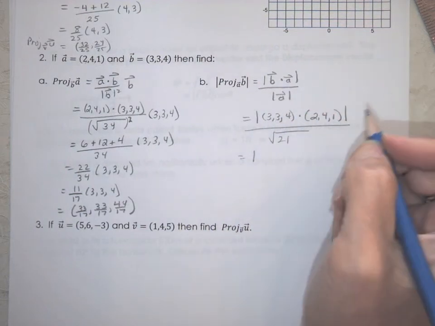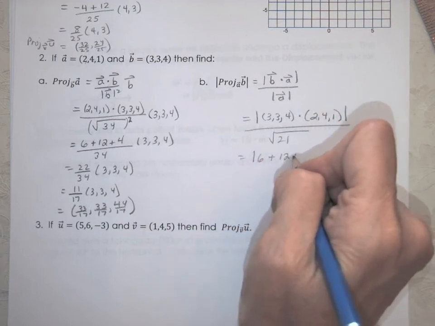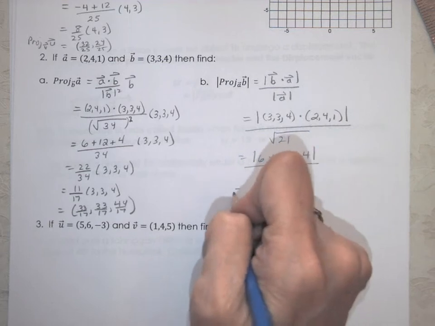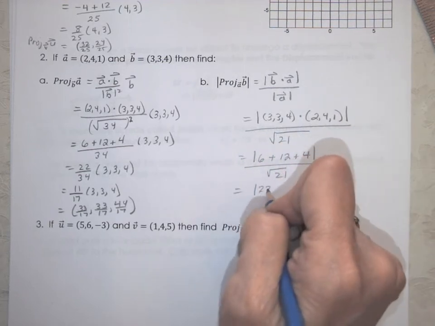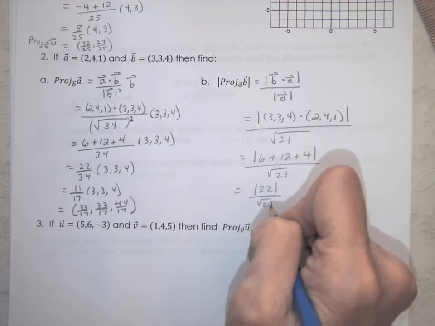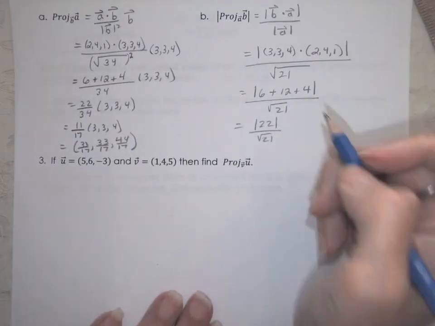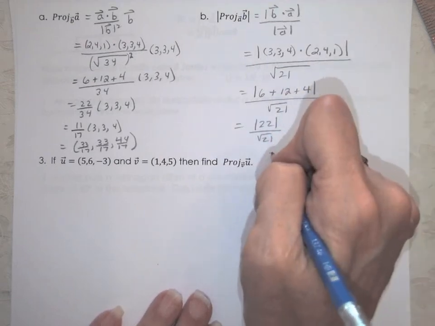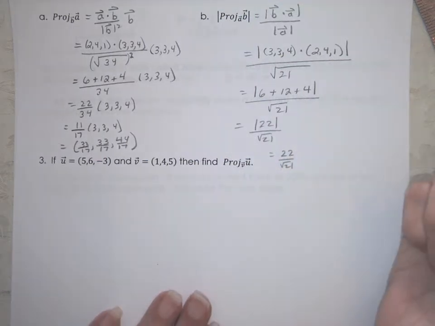So the magnitude of this dot product here is going to be the magnitude of 6 plus 12 plus 4 over the square root of 21. So the magnitude of 22 over the square root of 21. So what does the magnitude of 22 mean, or the absolute value of 22? It just means it's a distance from 0. It's always positive. So in this case, it's just 22 over the root of 21. So that's our exact projection of vector B on A.